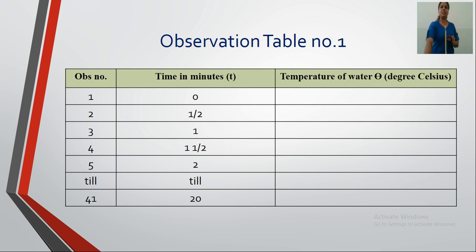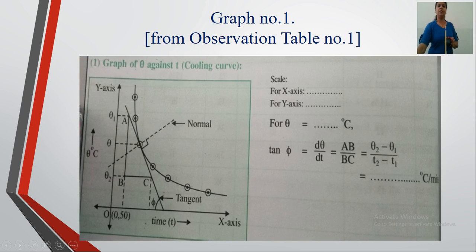So let's move towards how to plot graph number 1 with the help of observation table number 1. Suppose you are getting a graph like this. Firstly, the graph is steep, and as the water cools down and comes nearer to the surrounding temperature, the steepness in the graph gets reduced. So we can see that here.